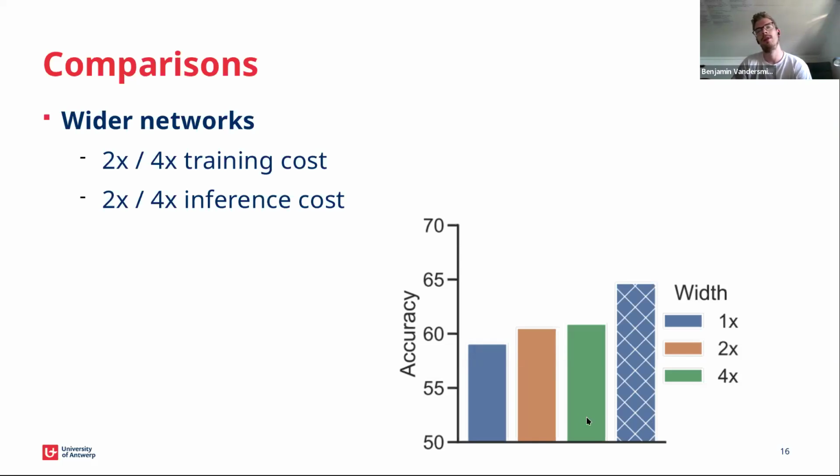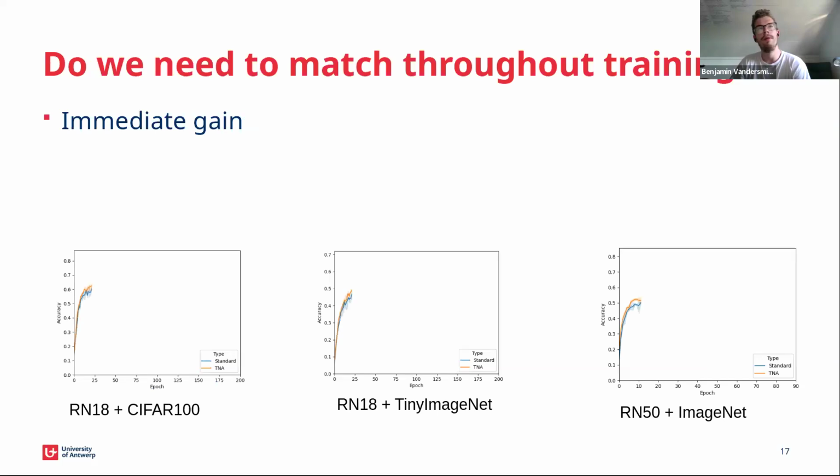So showing that it's not just a case of throwing additional parameters to the network, but also the competition between both networks to improve each other. And then we can ask ourselves the question, do we actually need to enable this logit matching loss throughout training or not? And what we can see here in these graphs is that almost from the start of training, the orange line, which is Twin Network Augmentation, is better than the blue line, which is the standard training.